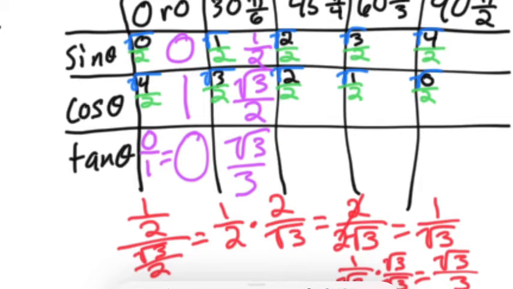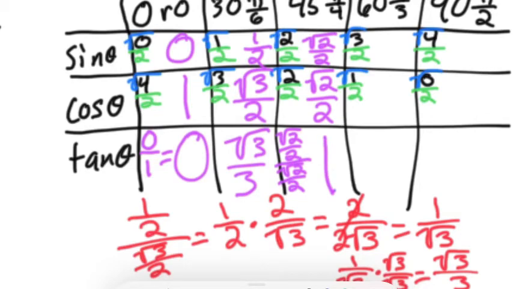So sine of 45 degrees, you cannot simplify the square root of 2, so it stays the square root of 2 over 2. Same thing with cosine. So the tangent of 45, you have the square root of 2 over 2 divided by the square root of 2 over 2. Any number divided by itself is just 1.